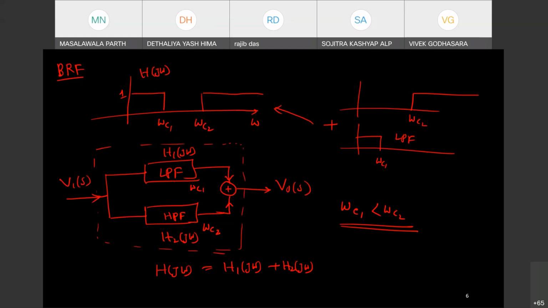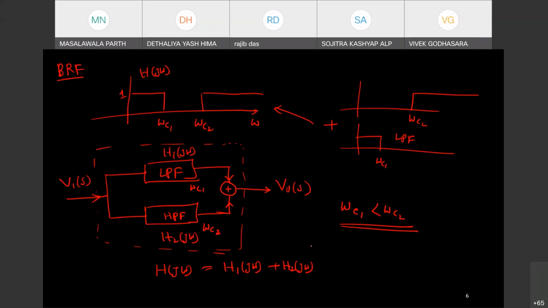Otherwise, what will happen? If I consider omega C1 is more than omega C2, can you tell me what you will get? Anyone? If I choose omega C1 more than omega C2, and for this parallel combination, what system will you get? Is it still a band reject filter? No. It will be overlapping, just adding these two.